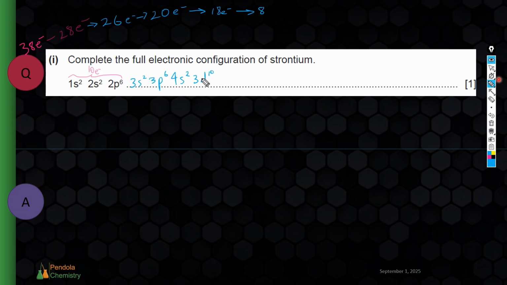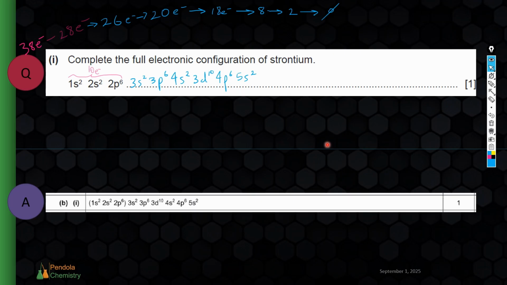that we have left. After 3d is 3p, or sorry, 4p, should I say, which can hold 6 electrons. So that's going to give me 2 left. And then after 4p is 5s, which can hold a maximum of 2 electrons. And that's all of the electrons that we needed. So the complete full electronic configuration of strontium is going to be 1s2, 2s2, 2p6, 3s2, 3p6, 4s2, 3d10, 4p6, 5s2. And if we look at the answer, that is exactly what we have.